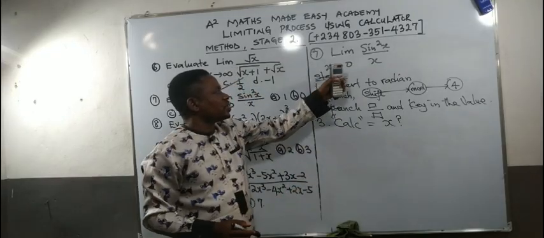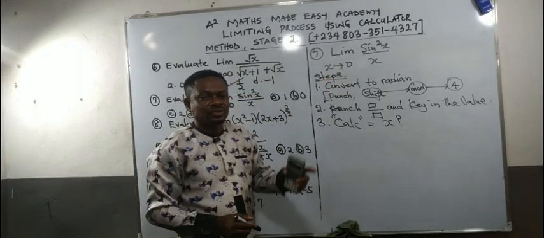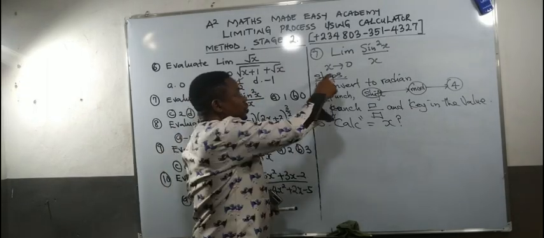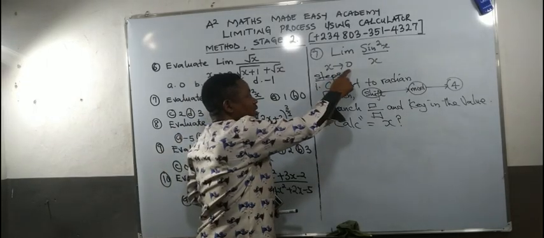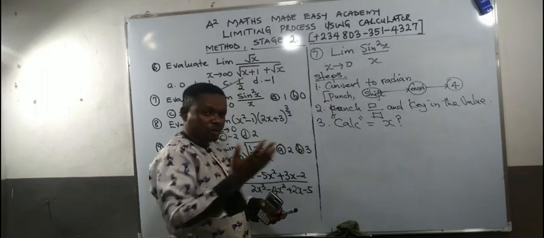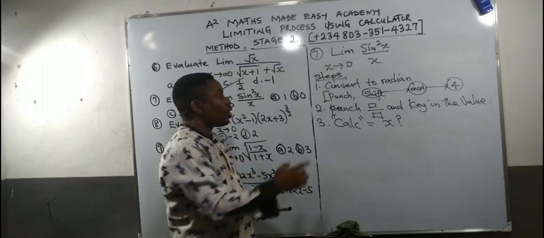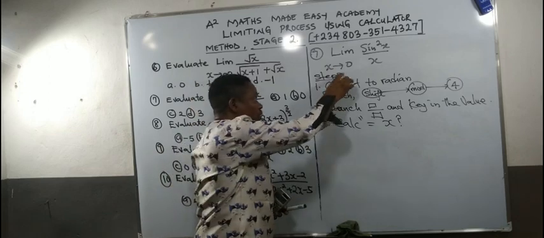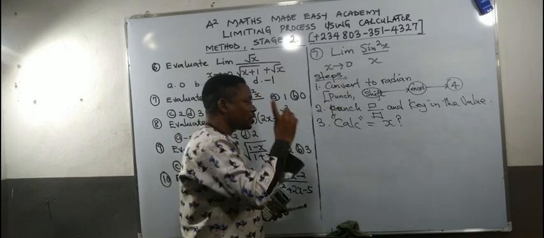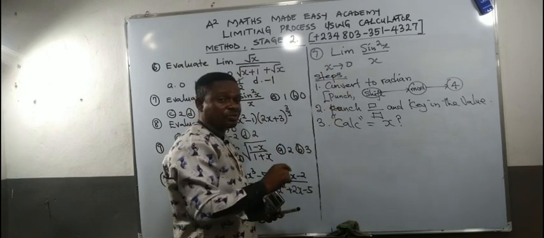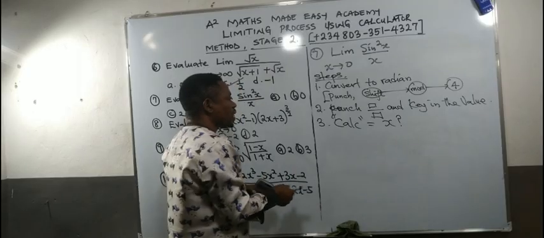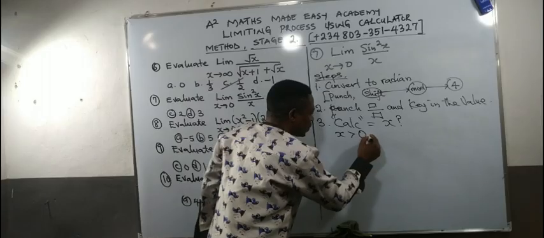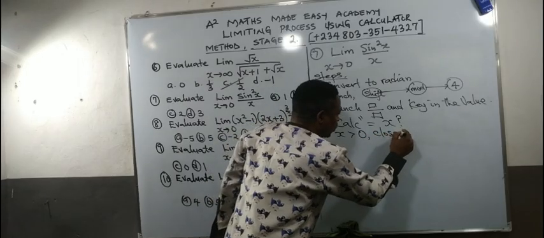Now this one, X does not tend to infinity again. X tends to 0. So it has a different way. Choose a value that is greater than 0 but close to 0, or you choose a value that is less than 0 and also close to 0. I'm choosing only one now because I've taught you in my first video. Go and watch it. So I will choose the value that X is greater than 0 but close to 0.